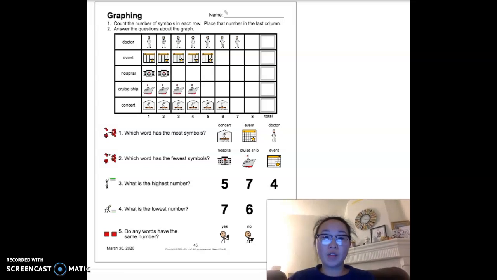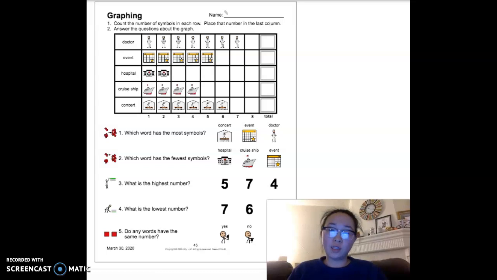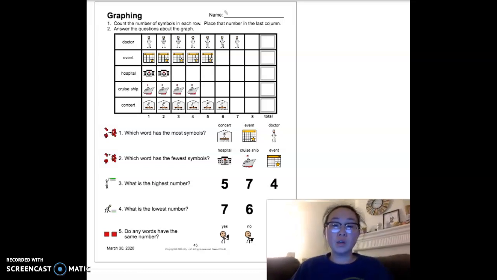Okay, we're going to be working on the graphing page today. If your graphing page does not look like this, then you can refer to the next video on the slide. There are two versions of the graphing page. So for this, we're going to be graphing some of these pictures that we see, these icons.